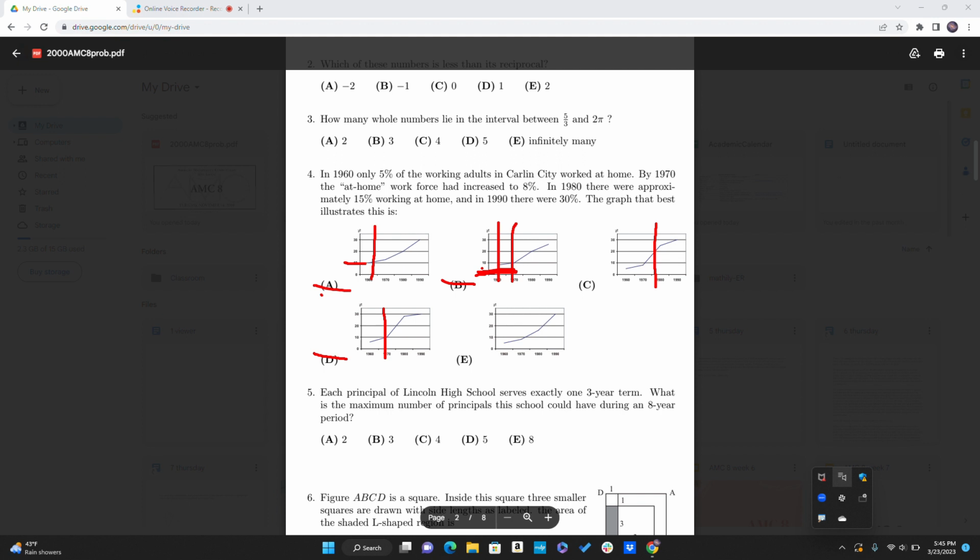Ooh, graph C looks like it's closer to between 20 and 30%. So 15 is not between 20 and 30, so we can eliminate that. E, on the other hand, is between 10 and 20 in 1980, so that could be 15. And then just to be sure, in 1990 we want 30%, and we can see that that's the case for graph E, which is our answer.